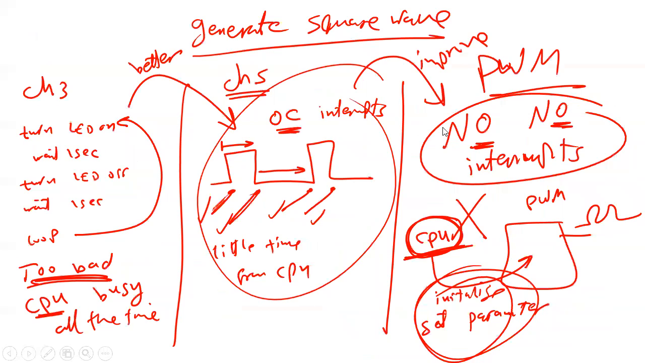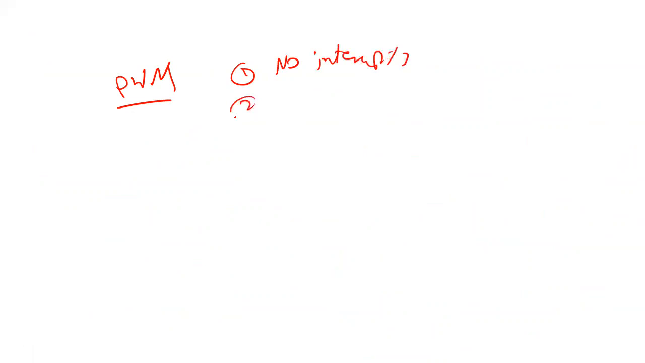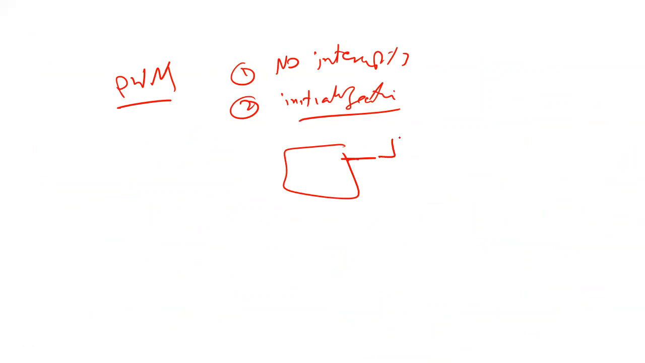Okay. Let me tell you the conclusion again in one sentence very quickly. For pulse width modulation, number one, no interrupts. Number two, what you need from the CPU is just to do the initialization. After initialization, this signal is going to be generated periodically forever, and you are not going to take any time from the CPU, because it will be done by the external circuit. Zero time from the CPU after initialization.